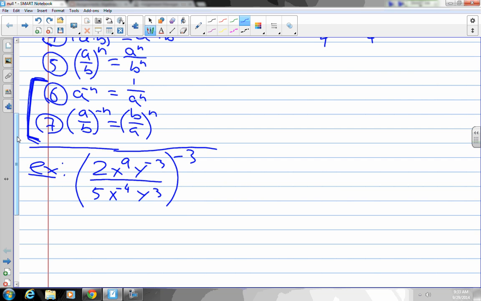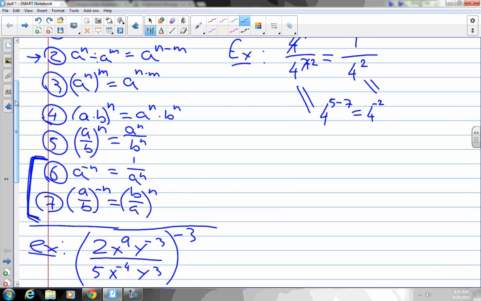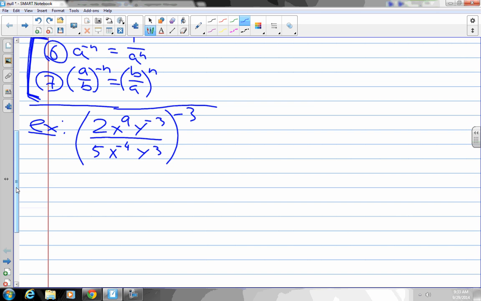You can do this. You have x on top, x on the bottom, so you're dividing. You can use rule number 2 to combine those. You have y in the numerator, y in the denominator, so we're dividing, right? Y by y. We can use rule number 2 to combine that, and then deal with the negative on the outside.